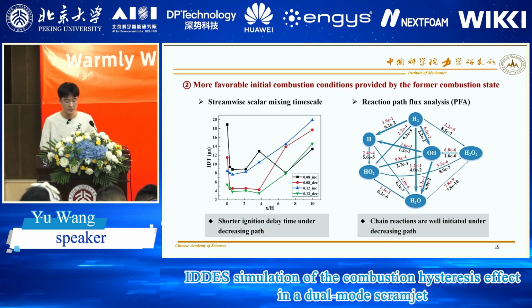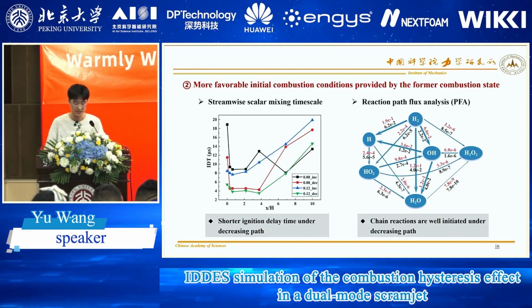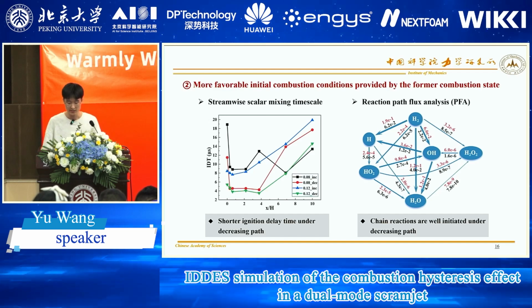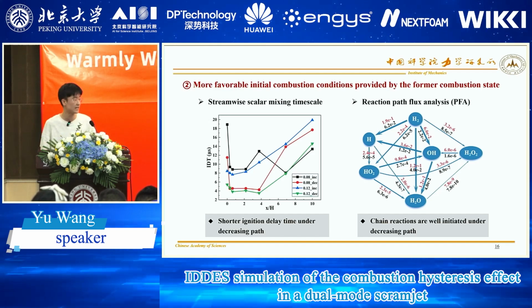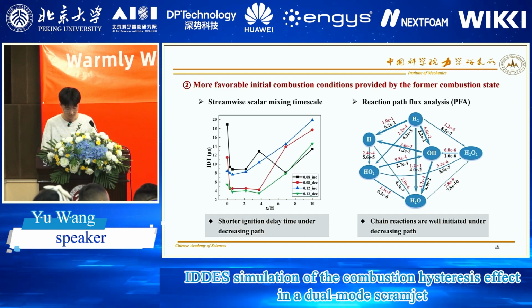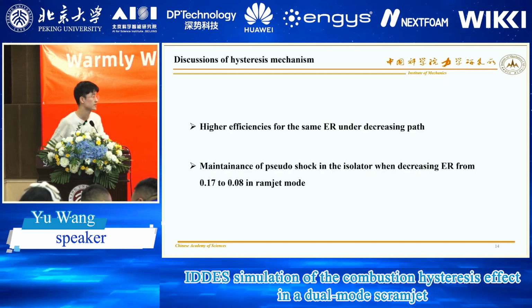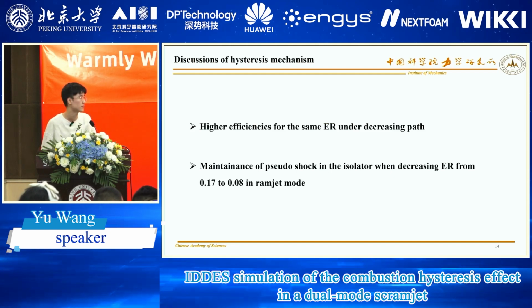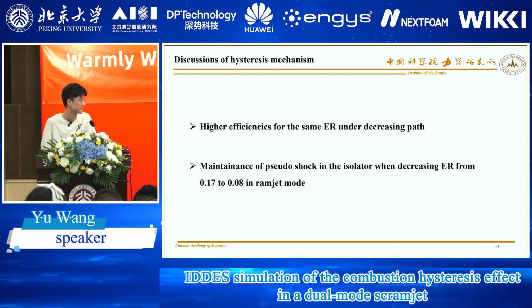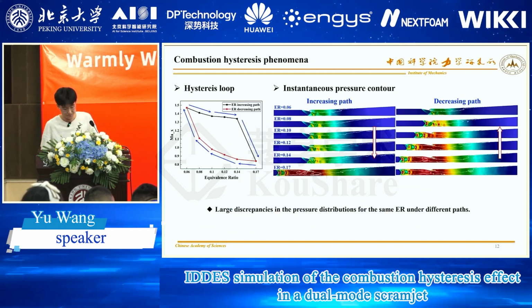Secondly, the shorter ignition delay time and a well-initiated chemical reaction explain the more favorable initial combustion conditions provided by the former combustion state. Okay, the second problem: the maintenance of the pseudo-shock in the isolator when decreasing ER from 0.17 to 0.08 in ramjet mode. Let's go back to this slide.